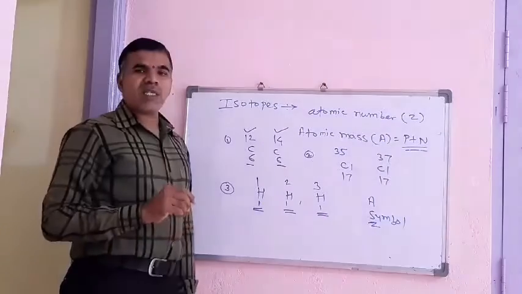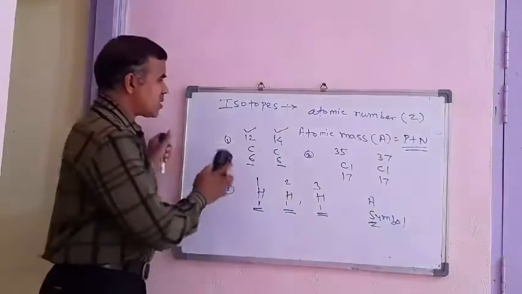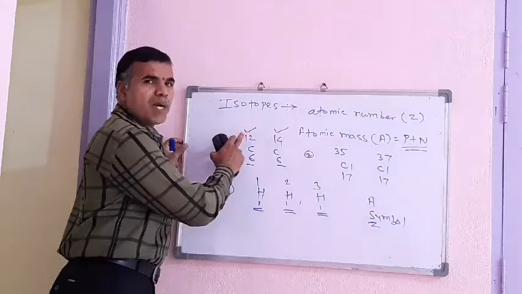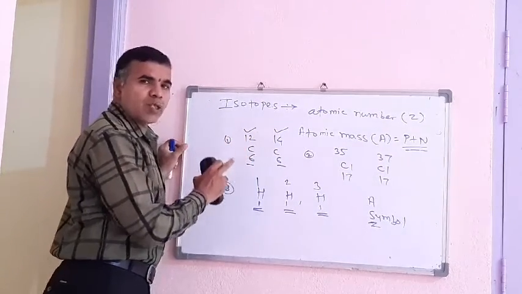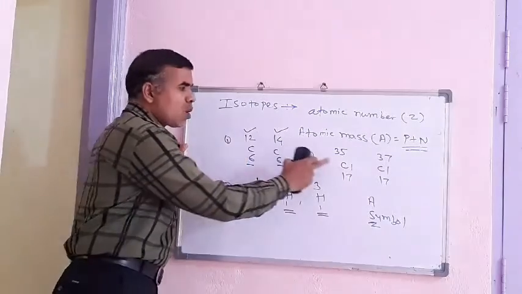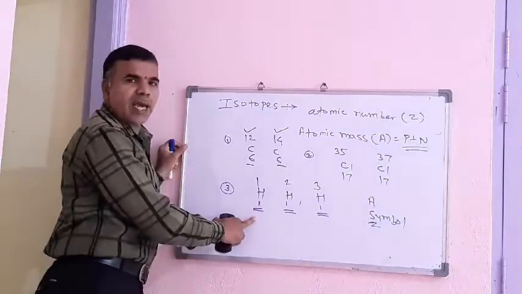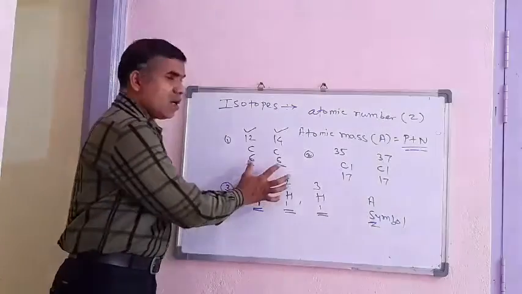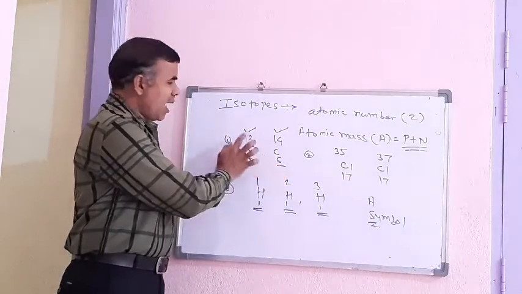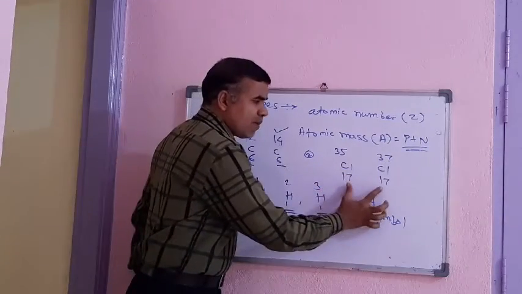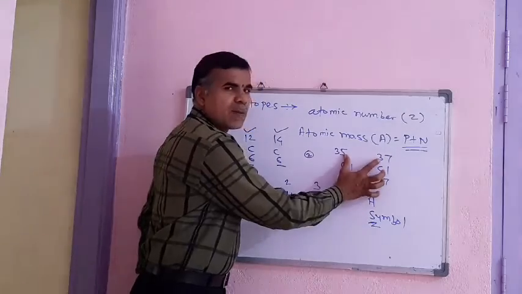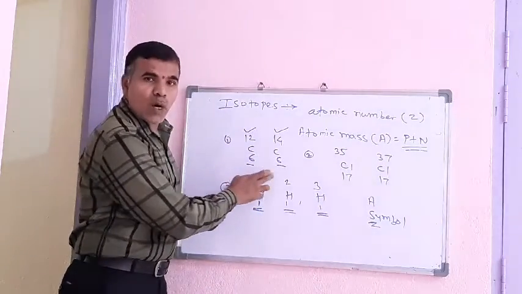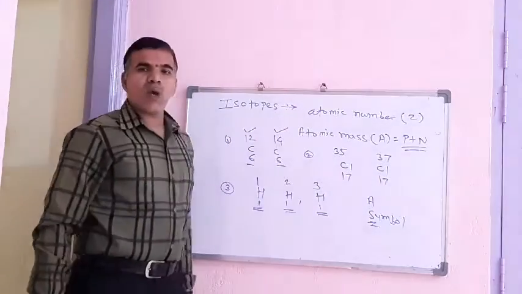Now we have to discuss the uses of isotopes. The elements having the same atomic number but different atomic mass number are called isotopes. Carbon has two isotopes, chlorine has two isotopes, hydrogen has three isotopes. In all these three examples, the atomic number is the same. Carbon 6, atomic number same, atomic mass number different. Chlorine 17, atomic number same, atomic mass number different. Hydrogen 1, atomic number same, atomic mass number different: 1, 2, 3. So these are some examples of isotopes.